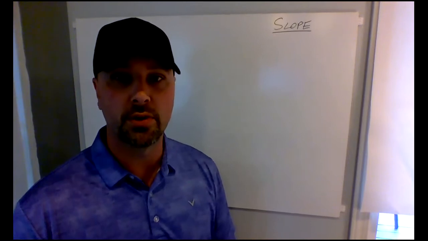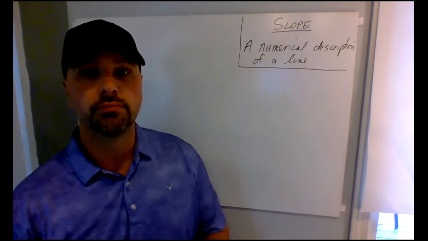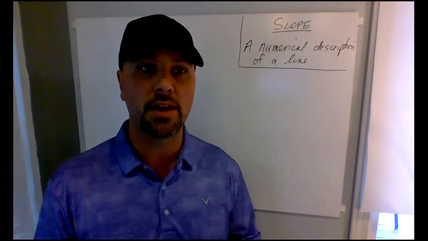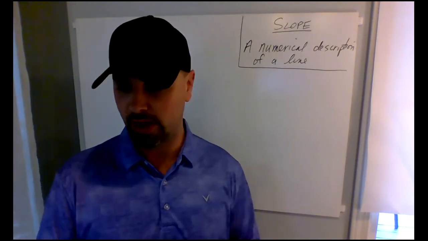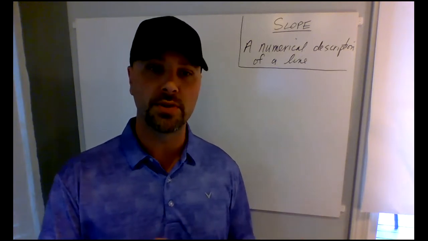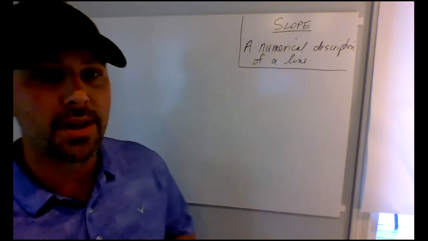That's what I like to call it. So I'm going to write that down. Okay, so there it is. I'll just leave that up there so we can keep that in mind as we are working through today what slope is. A numerical description of a line. So using numbers to describe a line.